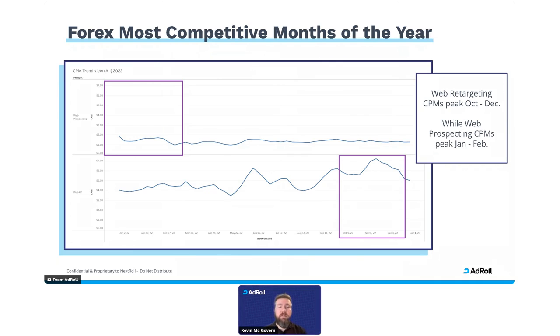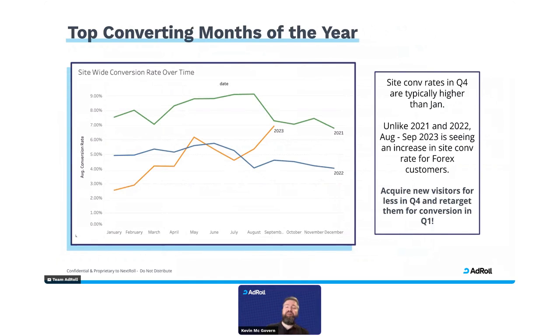So to maximize budget impact, it may make more sense to invest in prospecting campaigns toward the end of the year while retargeting CPMs are very high, and then retargeting in Q1 when retargeting CPMs are at their lowest. This strategy will also help to increase the available audience to retarget in Q1 following the prospecting that you've done at the end of the year while those prospecting CPMs are at their lowest. This is an effective strategy for cost effectiveness. So we've looked at CPMs and the yearly cycle.